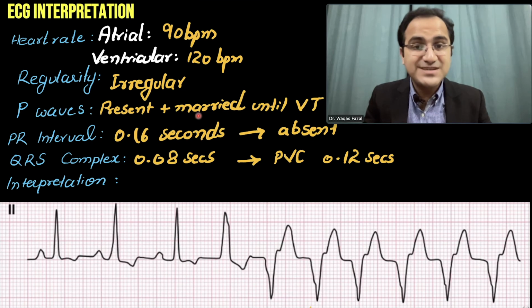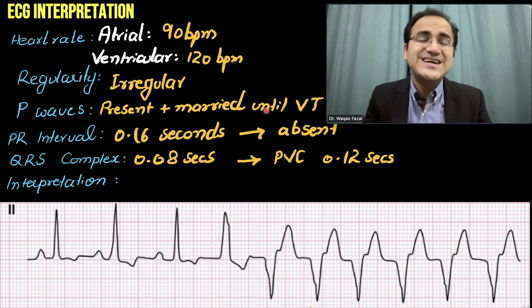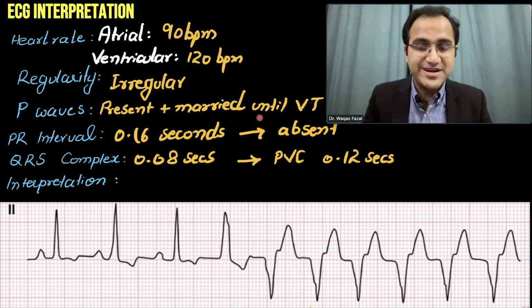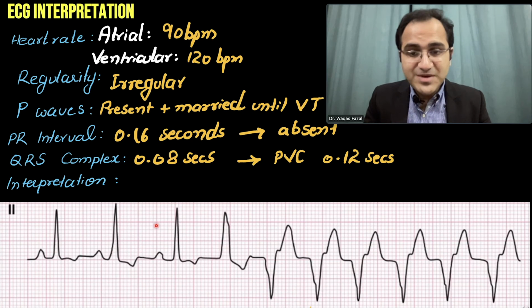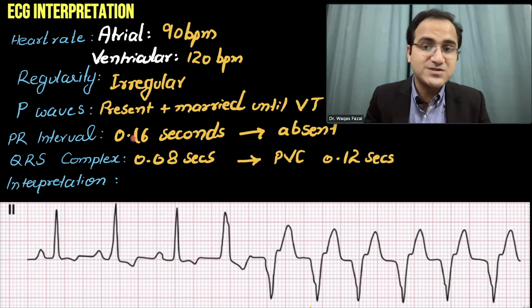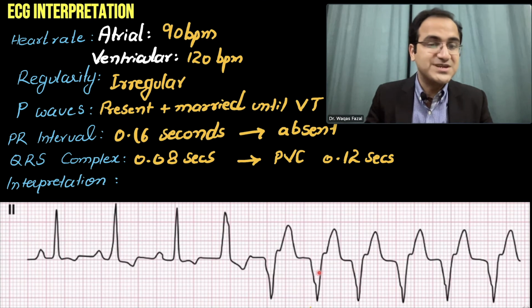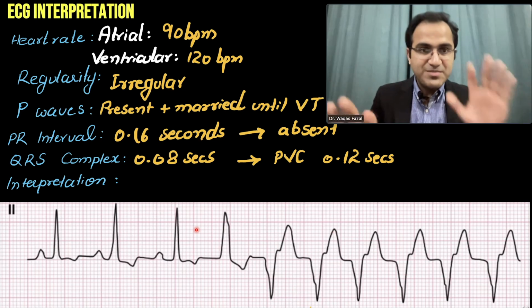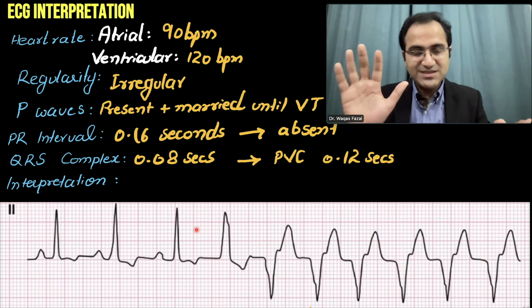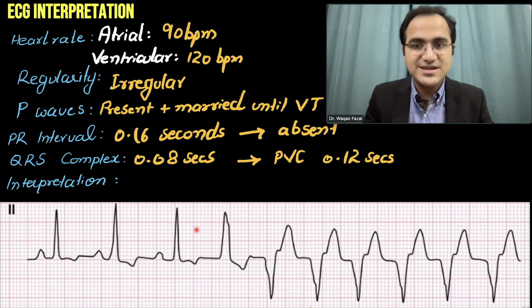So P waves are present, with a merit to the QRS complex, until the patient developed ventricular tachycardia. Let's look at the PR interval. We have 1, 2, 3, 4 small boxes. 4 small boxes multiplied by 0.04 is 0.16 seconds. Then they are absent because the patient developed VT. So we have to comment on both sides, the normal sinus beats as well as the ventricular tachycardia side.